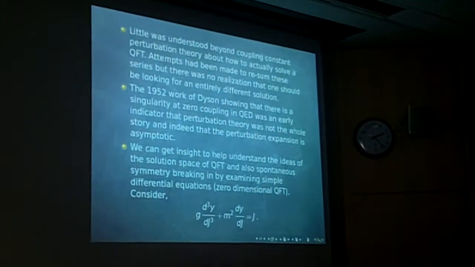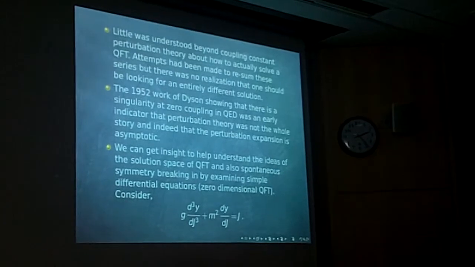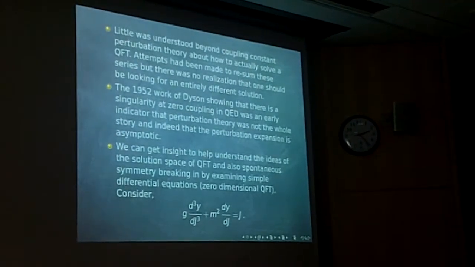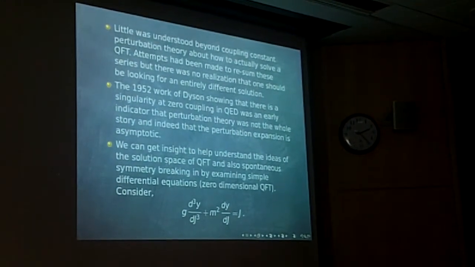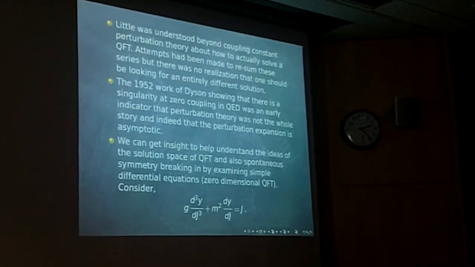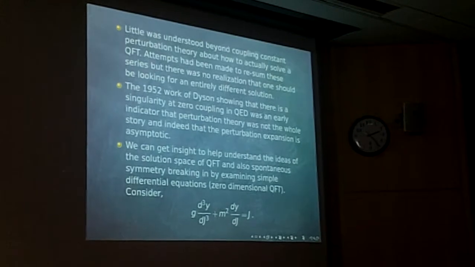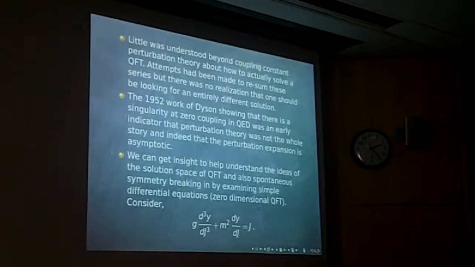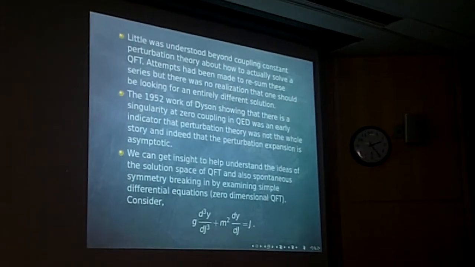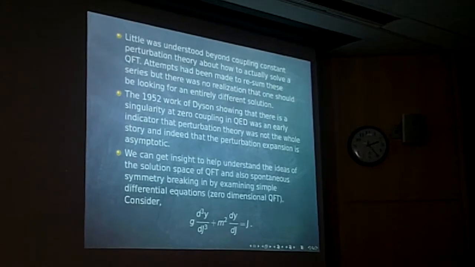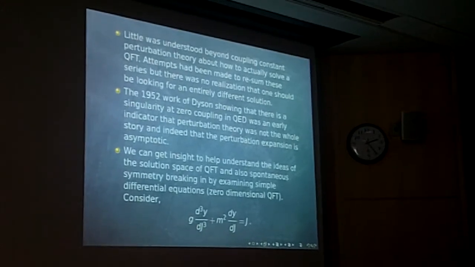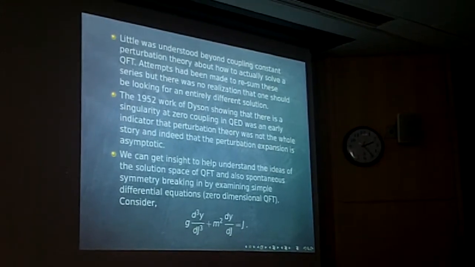And in fact, Dyson showed that you could expect a singularity at zero coupling in QED, and that in turn suggested that the perturbation expansion at best was asymptotic. You start going to higher and higher orders of perturbation theory, and you start going away from your answer. It was not a Taylor expansion. Now, in retrospect, that shouldn't be surprising. We weren't very sophisticated at the time.